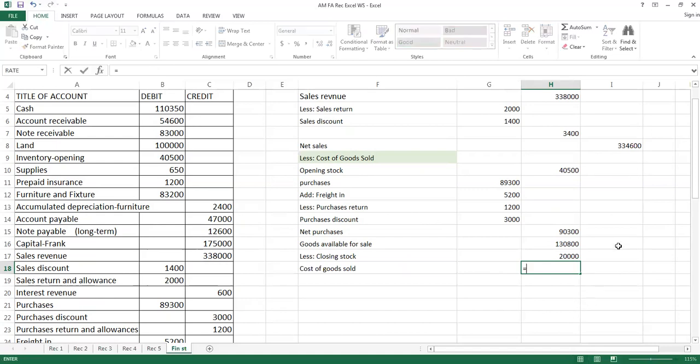So to calculate cost of goods sold, carefully check. First you will take goods available for sale, and from it you will minus closing stock. So it's up to you. You can do it like this, or you can add opening plus purchases and minus ending as per the formula we have discussed in the basic financial statement PowerPoint lecture. So this is giving you cost of goods sold of 110,800.